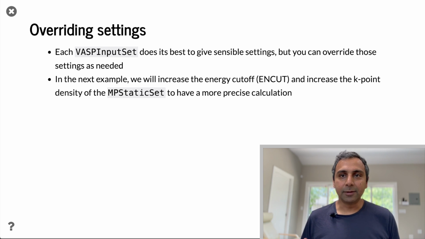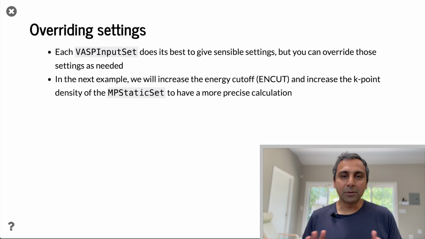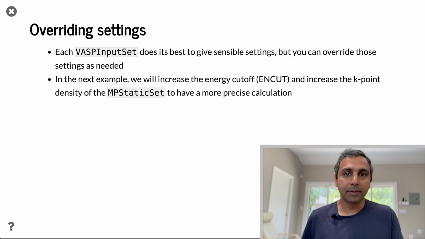Now, in case you've been silently judging some of these settings, like you felt like the k-point density was not high enough or something else, just know that every VASP input set does its best to give sensible settings, and it's usually trying to balance some combination of accuracy and precision, calculation time, and then also convergence rate. So the input set tries its best to kind of balance those things, but there are certainly times when it will give you results that you don't necessarily want or that you want to override some settings of. So every single input set allows you to override whatever settings you want to change. And so we'll just use an example right here of the MPStaticSet and show how we could increase the energy cutoffs and give even a higher k-point density if we wanted to.